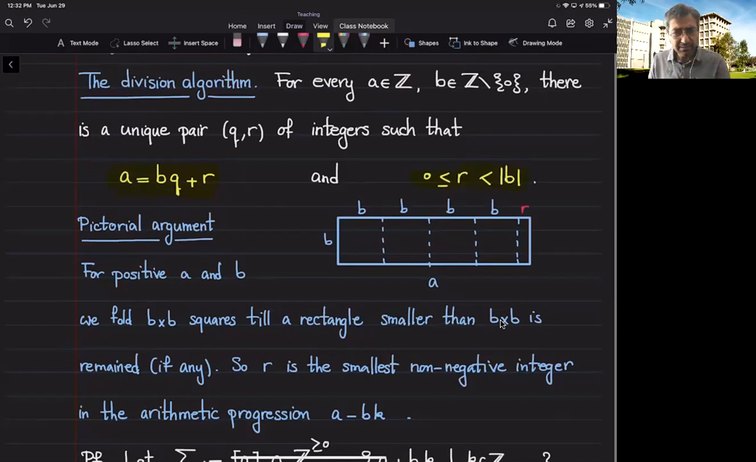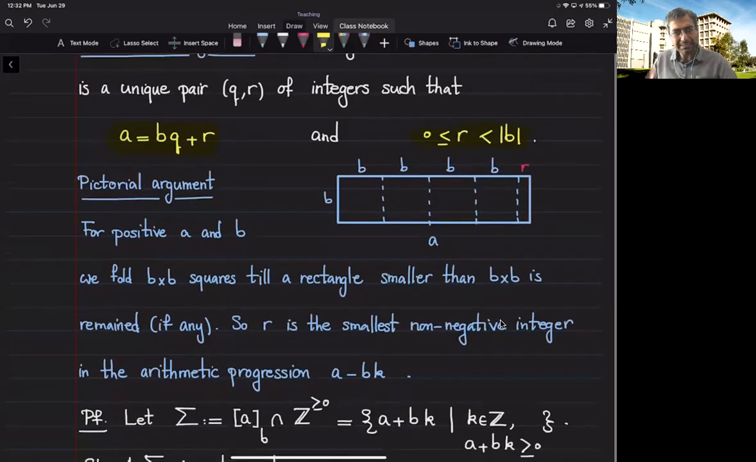So intuitively, let's start with a pictorial argument to get a feeling about this statement. We start with an a by b rectangle. Here I'm assuming both a and b are positive. So I start with an a by b rectangle and I start cutting this rectangle, making it smaller and smaller. Each time I cut a b by b square from this rectangle.